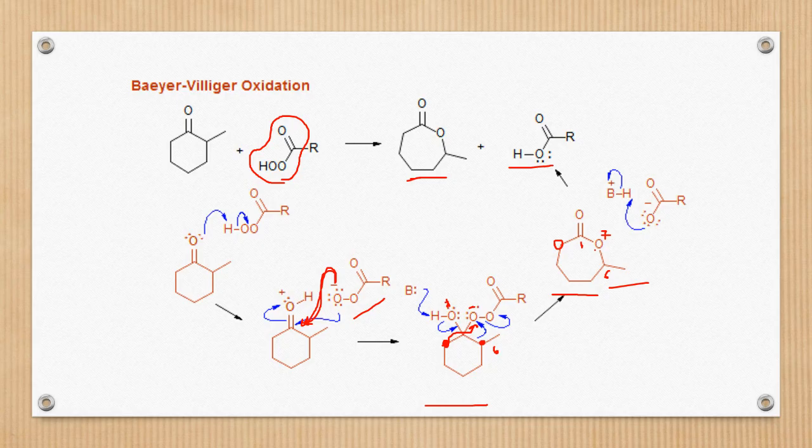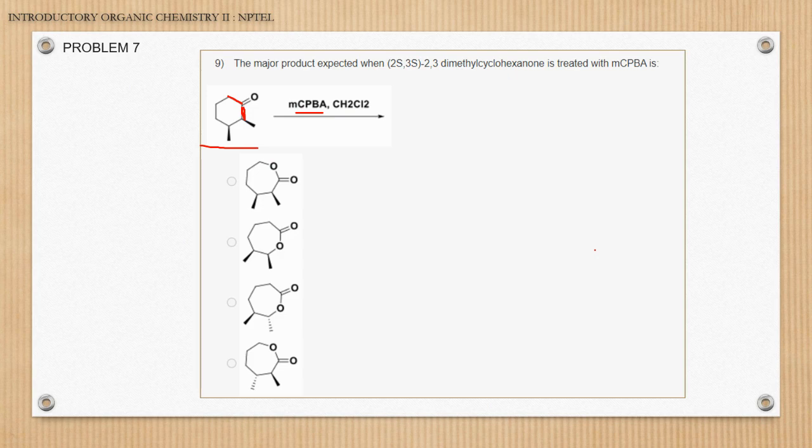So is it fine? Is it understood, guys? Why is this position getting an oxygen rather than the left hand side? Is the mechanism clear to everyone? Yes, ma'am. Okay, so if it is clear, then tell me in this case which bond will migrate, one or two?